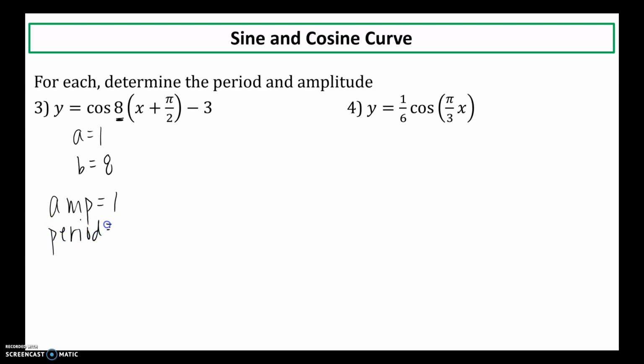Period. Fundamental period is 2 pi. I divide that by the value of B. So that would give me pi over 4. And that's all we want you to do.